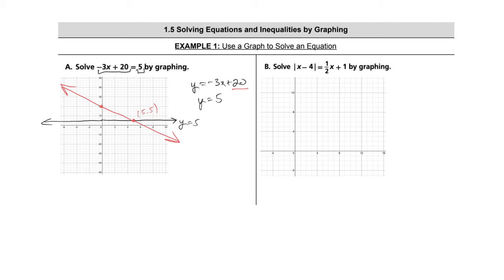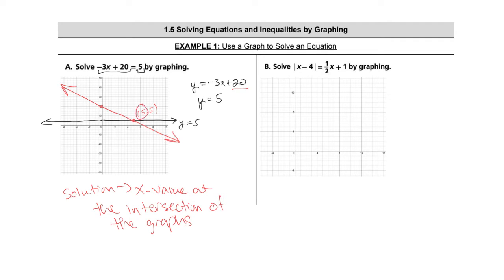And now to write our solution for these two problems, we're going to use that intersection and that x value at that intersection. So the solution is the x value at the intersection of the graphs. So in this case, our x is 5, therefore x equals 5. Okay, so that's a problem where we have two lines.